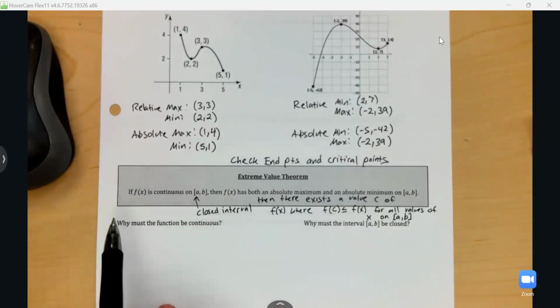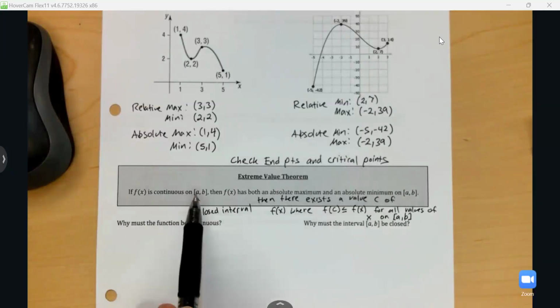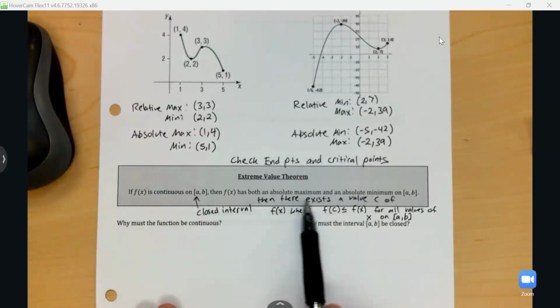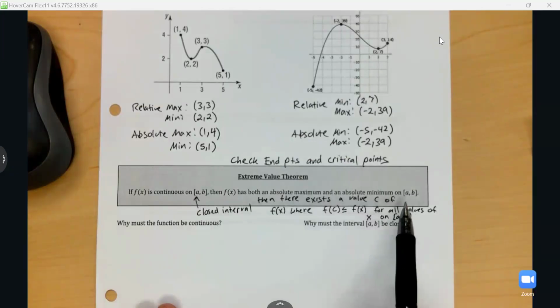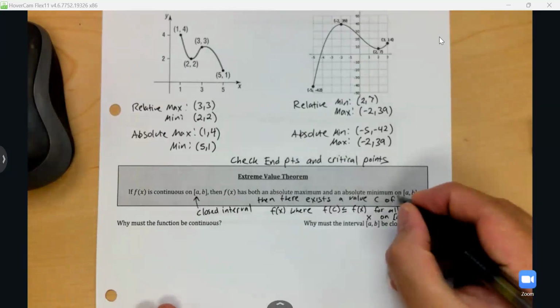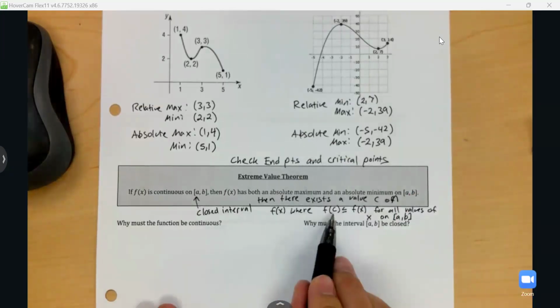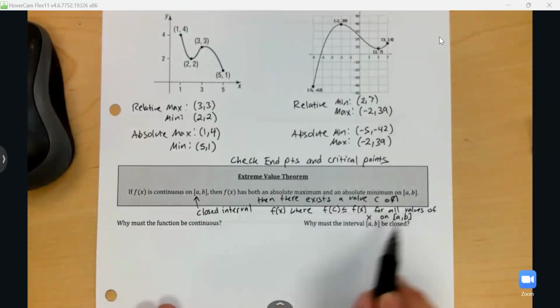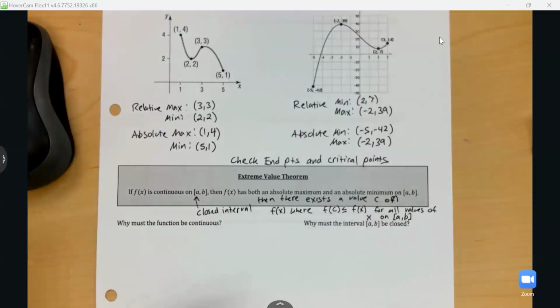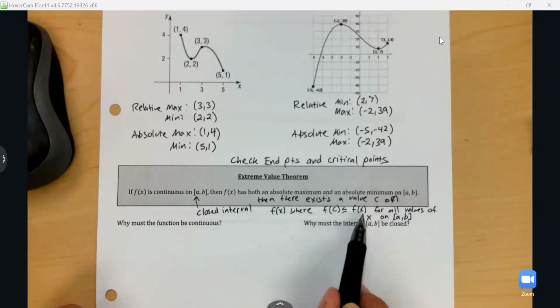Okay, so it'd read, if f of x is continuous on the interval a to b, then there exists a value c on f of x where f of c is less than or equal to f of x for all values of x on a to b. Okay, now if I wanted to also make a statement about there existing an absolute maximum, well then of course that would just be changed to say f of c is greater than or equal to f of x.